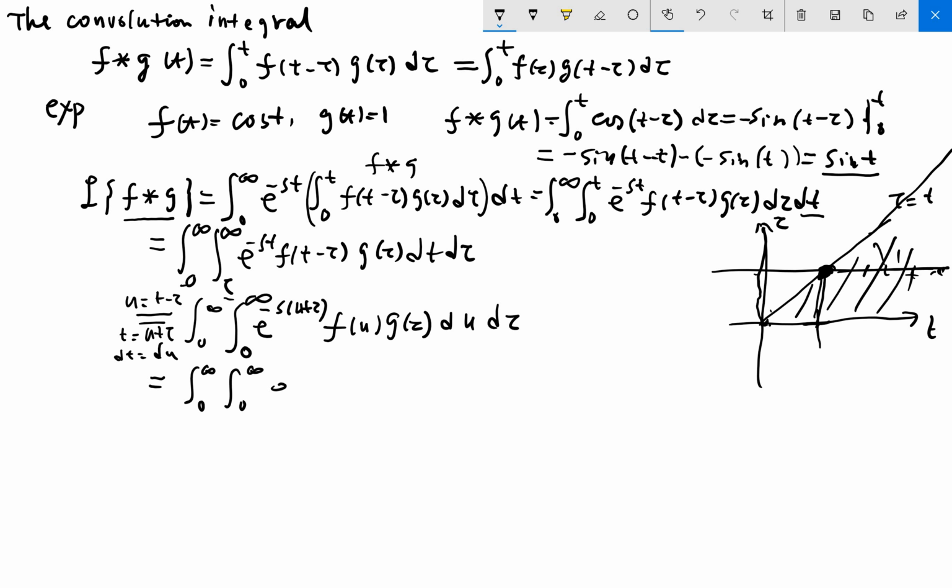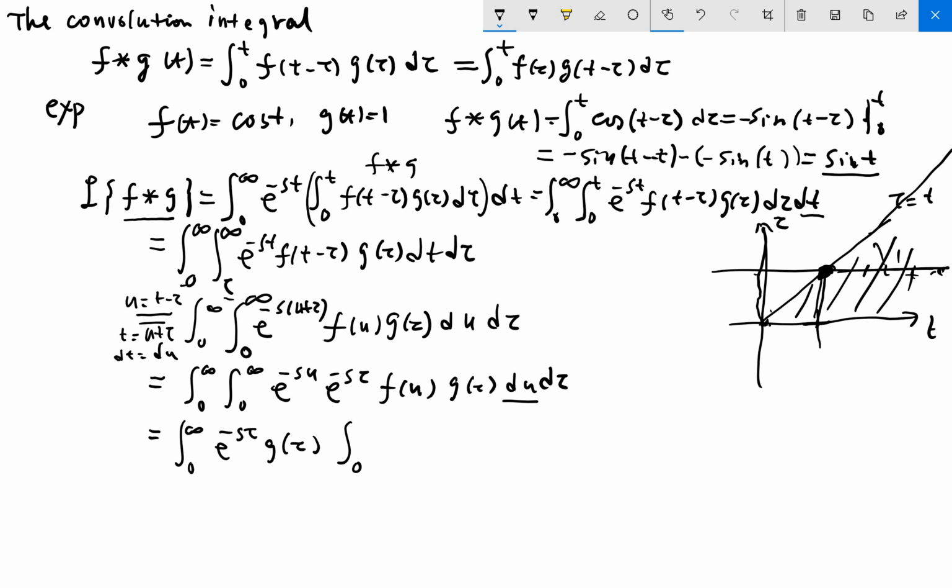0 to infinity, e to the negative su, then e to the negative s tau, then f(u) g(tau) du d tau. Okay, and this one is equal to, this is the integral inside the du. Anything that is independent of u, you can pull out. Like we have e to the negative s tau, there's no u there, and the g(tau), there's nothing to do with u, so you can put that out.